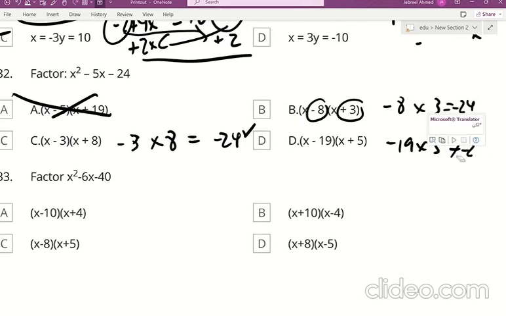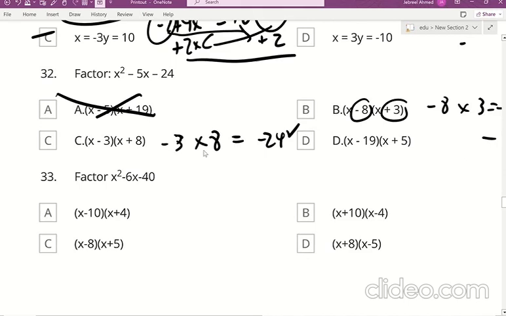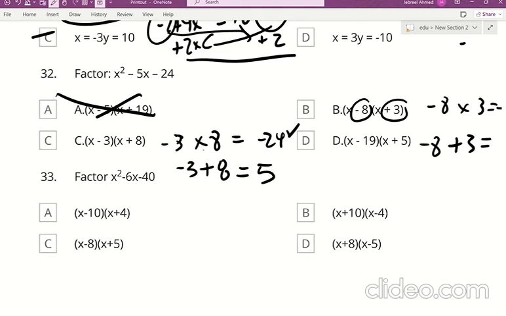So this is wrong. So how am I going to check which one of these is right? I'm going to take the negative 3 and add 8. Negative 3 plus 8 is 5. And I'll take this negative 8 and add 3. It's going to give me negative 5. So which one matches what's in the middle? B.